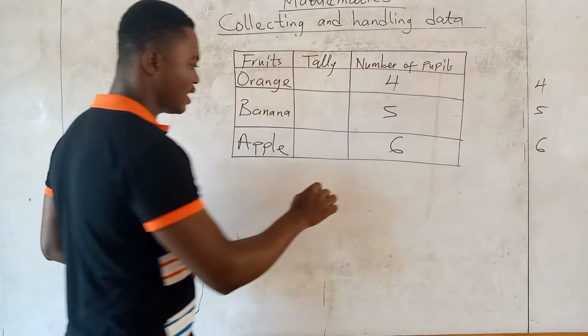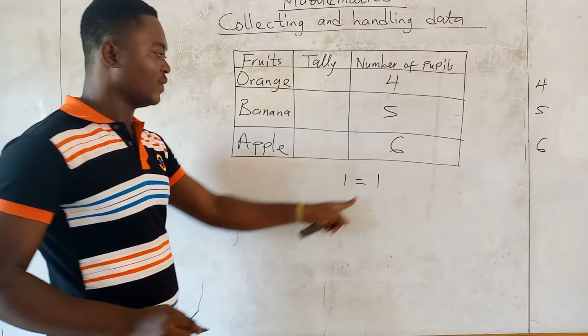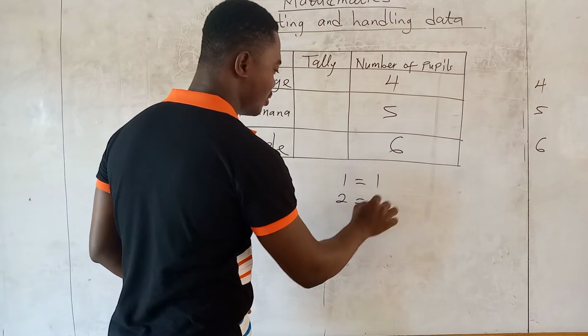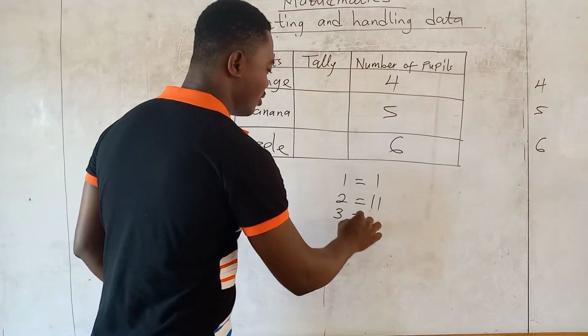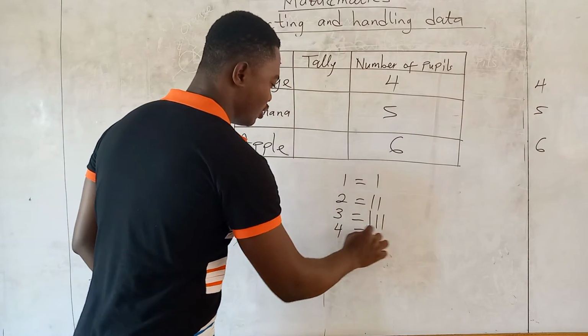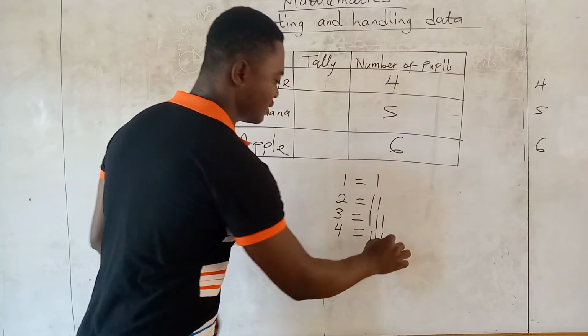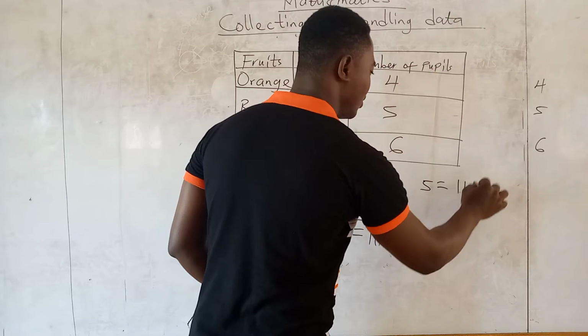Now, if you want 1, this is how we represent it. Just 1, just like this. If you want 2, we represent it with 2 strokes like this. If you want 3, we represent it with 3 strokes. If you want 4, you represent it with 4 strokes. If you want 5, you represent it with 1, 2, 3, 4.